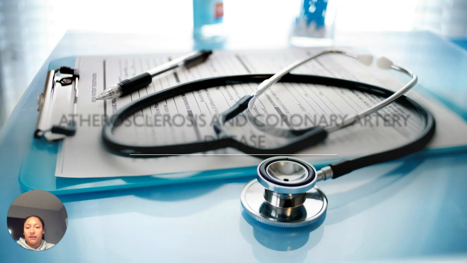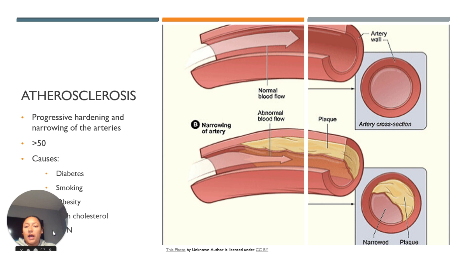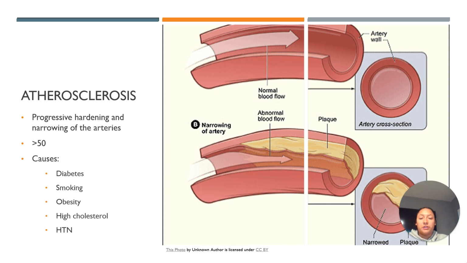We are in our second video of our pathologies, and the pathologies that we're going to be talking about today are atherosclerosis and coronary artery disease. So when it comes to atherosclerosis, it's a progressive hardening and narrowing of the arteries due to plaque.